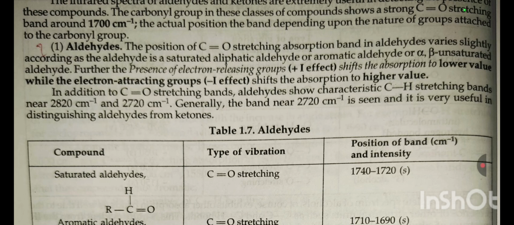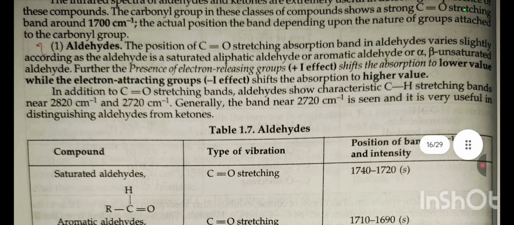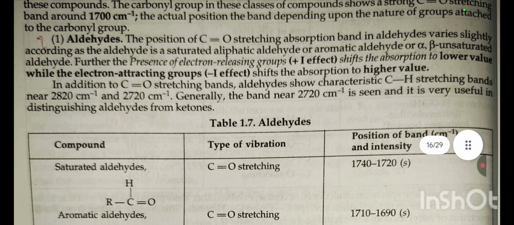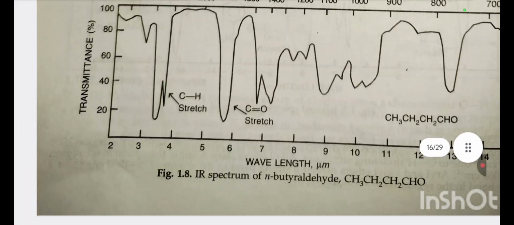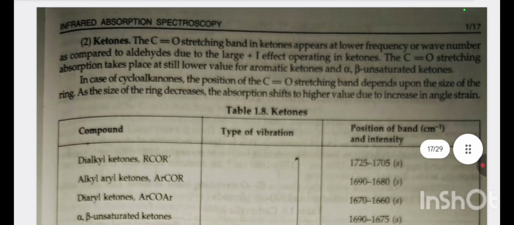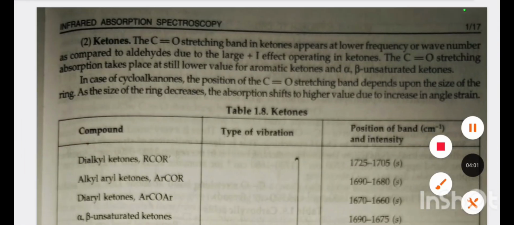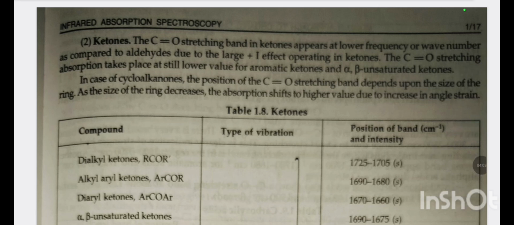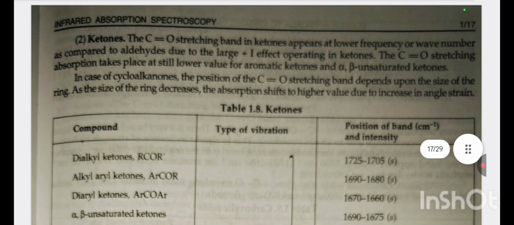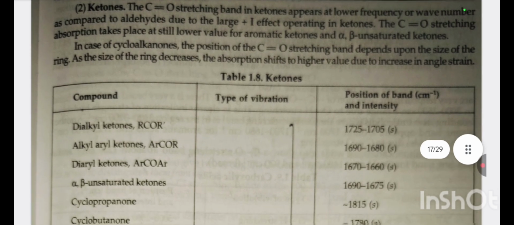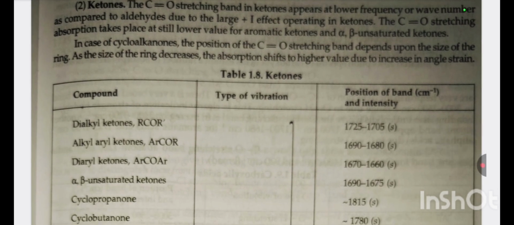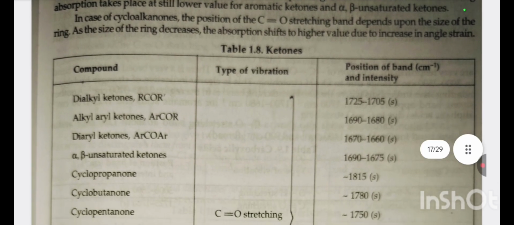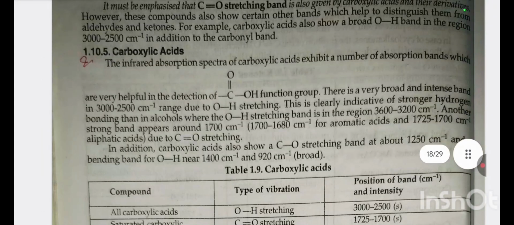Further, the presence of an electron releasing group, plus I, shifts the band to a lower value, while an electron attracting group like minus I shifts it to a higher value. Ketones. The C=O stretching band in ketones appears at lower frequency or wave number as compared to aldehydes due to the large plus I effect operating in ketones. The C=O stretching absorption takes place at a still lower value in alpha beta unsaturated ketones.